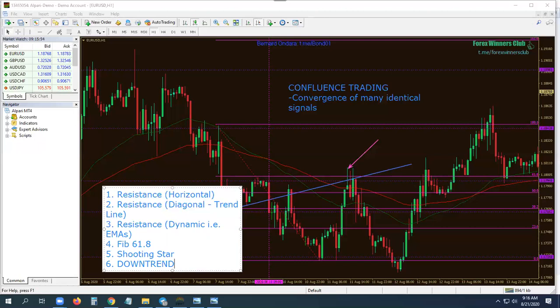So a downtrend tells you sell. A shooting star in a downtrend says sell. If market retraces to 61 or 50 or 38, that's a signal to sell. If market is at resistance, sell. If market is touching or rejecting a trend line, like here, this shooting star is rejecting the trend line, sell. If the shooting star is rejecting a moving average, like you see, market is trying to break through the moving averages, sell. So 6 things saying sell, that's a very powerful signal, and that's what we call Confluence trading.